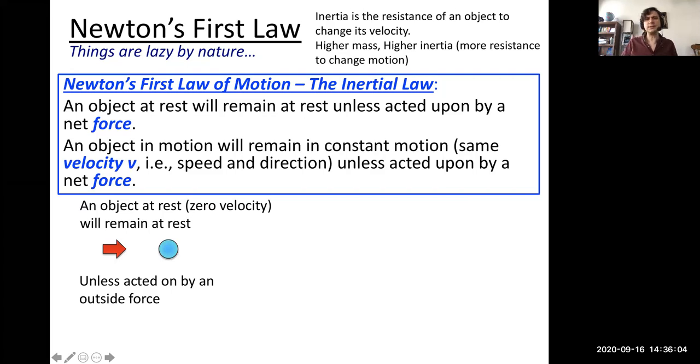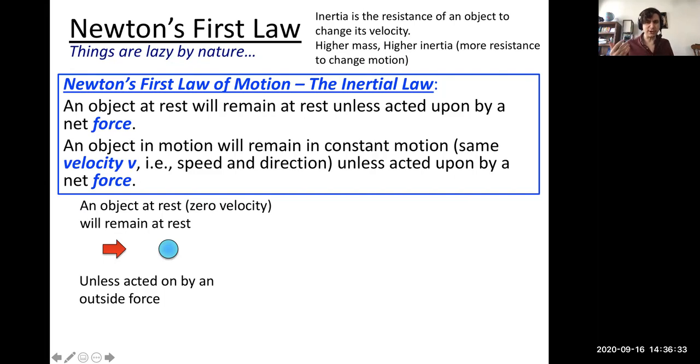Each one of these laws of motion has a different name associated with it. It's a little bit easier to remember rather than something generic like Newton's first law of motion. Well, which law is his first law? Well, it's the inertial law, which means that we need to know what inertia is. So inertia is an object's resistance to changing its motion. So it's how much does it not want to change its motion.